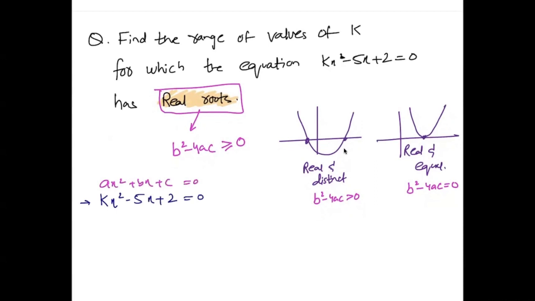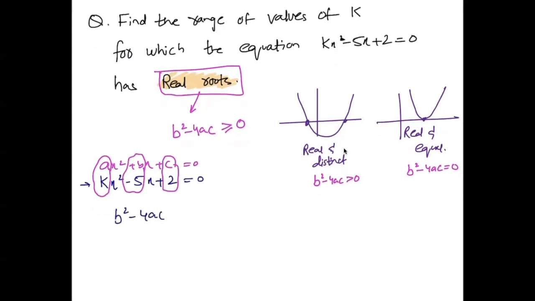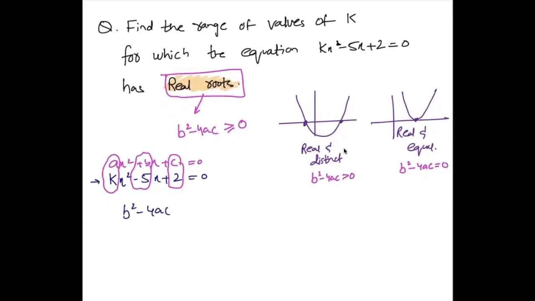Yes, sir. So the value of a, the coefficient of x square, is k. The value of b is -5 and the value of c is 2. Now apply the discriminant formula b square minus 4ac. The discriminant of this equation will be greater than or equal to 0, do you agree?